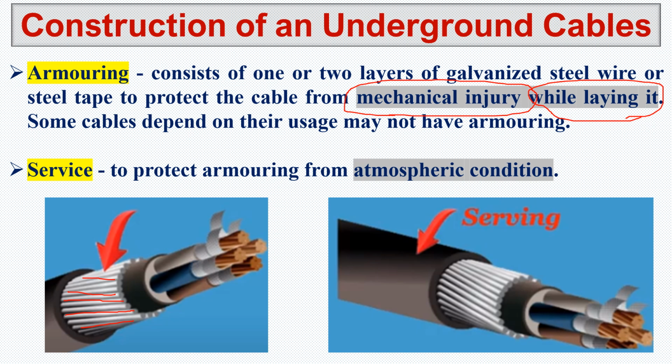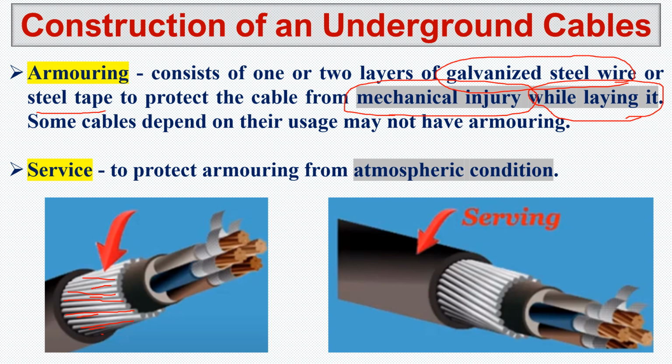If you press, it's like it's moving. These armoring setups are moving. It consists of one or two layers of galvanized steel wire or steel tape to protect the cable from mechanical injury while laying. It's a flexible galvanized steel wire, so it will move here and there when you lay the cable. It won't impact or damage the cable. Okay, this you can understand clearly.